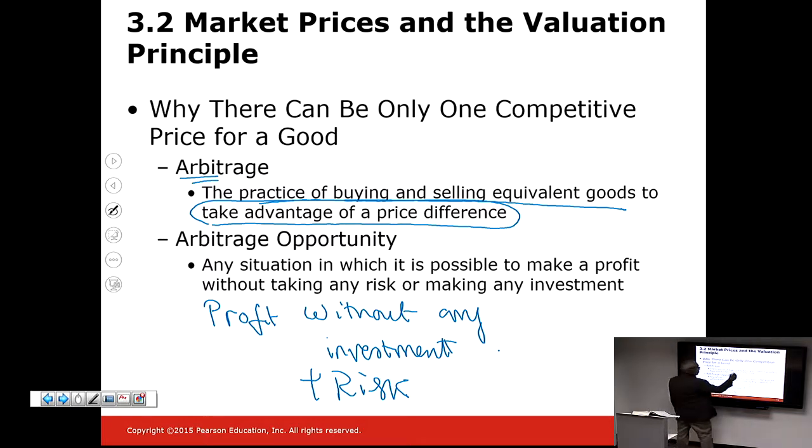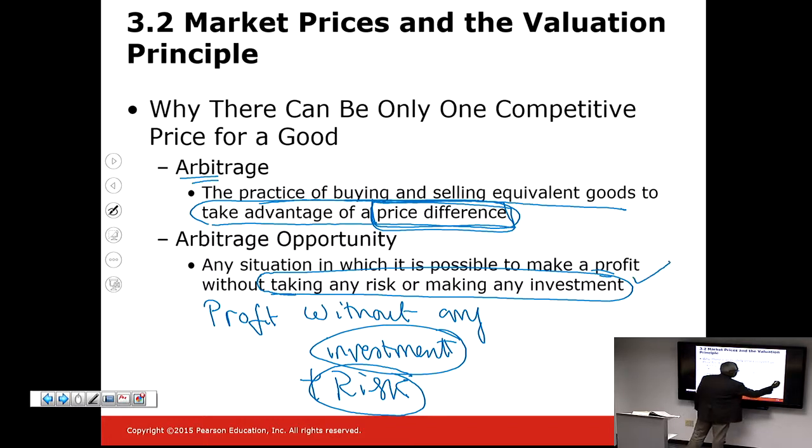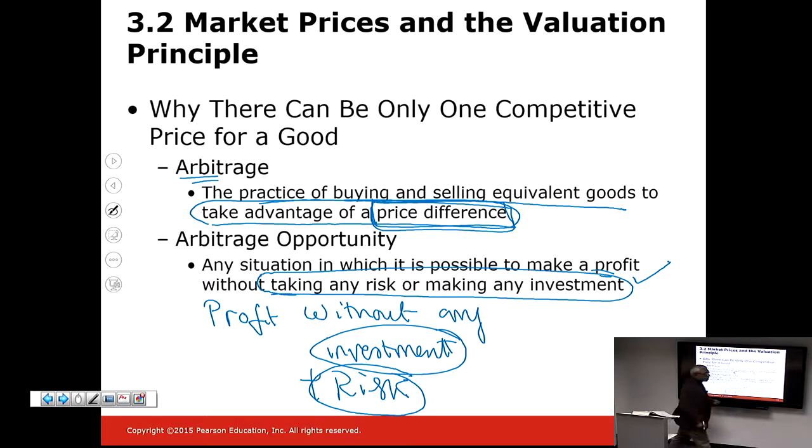So I'm not only taking advantage of price difference, which is normal trading, but I'm doing this without taking money out of my pocket and without incurring any risk. So it's possible to make a profit without taking any risk or making any investment. That's the key to arbitrage. So that completes the first part of chapter 3.